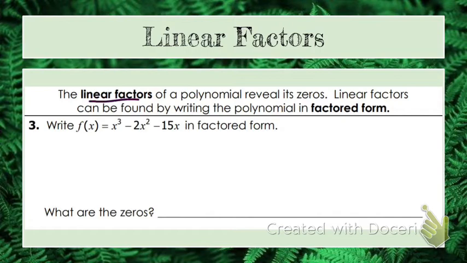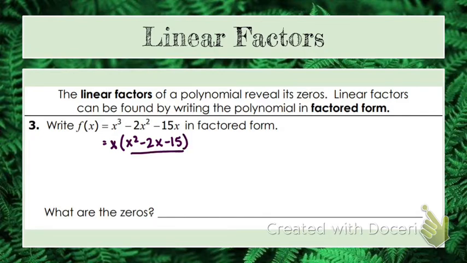So I'm just going to walk you through factoring this equation. It tells us the linear factors of a polynomial reveal its zeros. Linear factors can be found by writing the polynomial in factored form. So if we notice, all 3 of these terms have an x in them. So we can factor out an x like a greatest common factor. And we've done this before. So we have an x, and then that leaves us with x squared minus 2x minus 15.